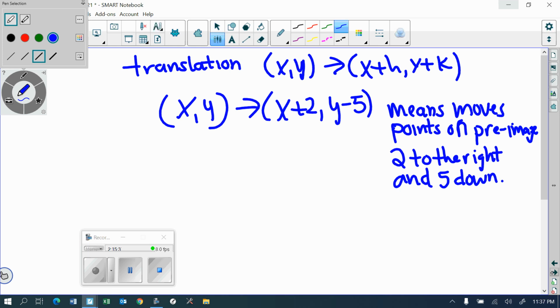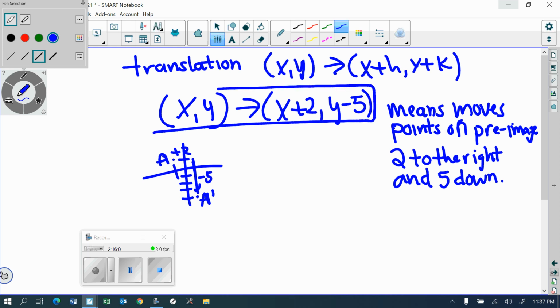Okay, so one point. Let's just do it. Negative 1, 1. I'm going 2 to the right and 5 down. 2 to the right goes here and 5 down, 1, 2, 3, 4, 5 right there. So I went plus 2, and then I went down 5. So that's A. That now is A prime. Okay, that's a translation, and this is what a translation rule looks like.